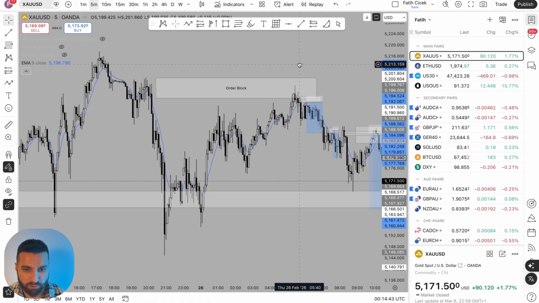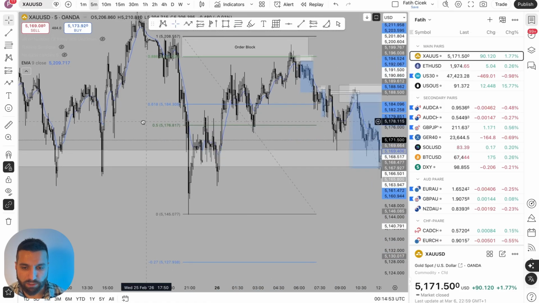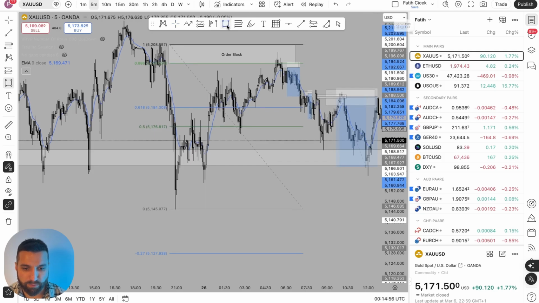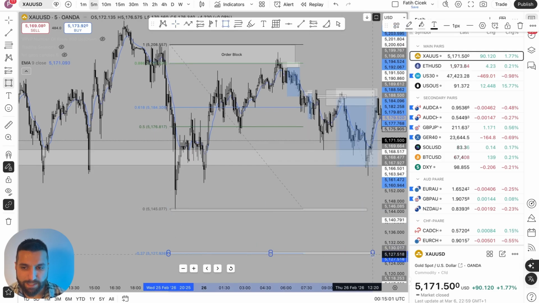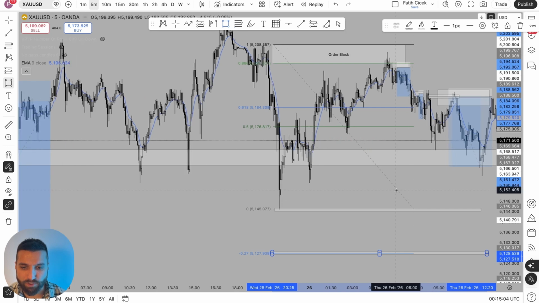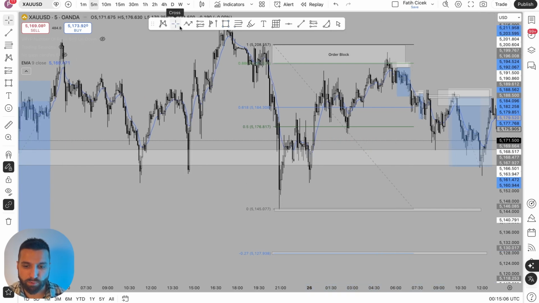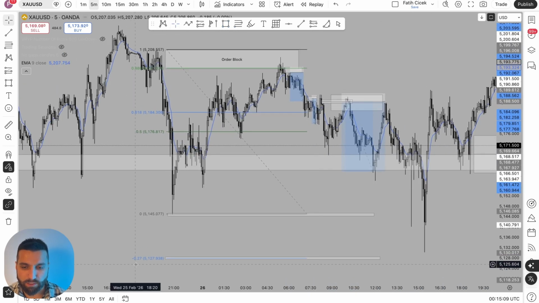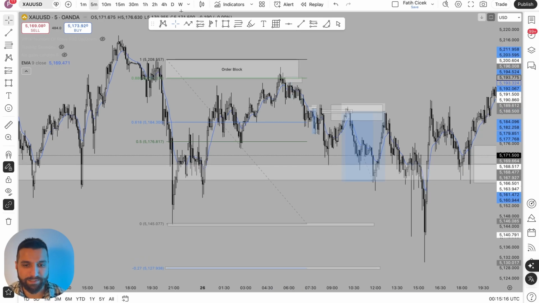So what we could have done is just the following. We could have used this and then drawn our target levels. So this would have been my take profit 1, and this would have been my take profit 2 at the Fibonacci extension. All right, at the Fibonacci extension of minus 0.27. And then what we did was we just entered our position at the 0.5 level of this order block.